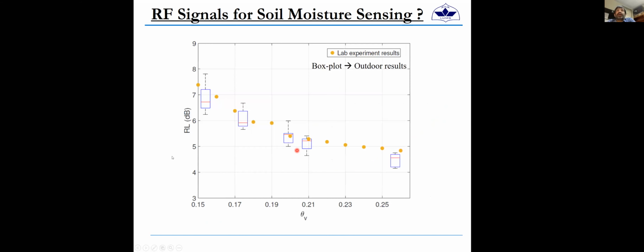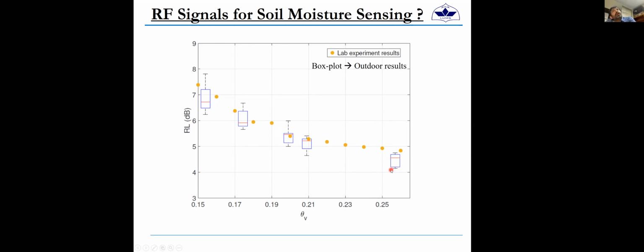So this is the result that we obtained. Here we compare the results of indoor in the lab. So this orange one is the lab setting, and this box plot is the outdoor experiment. So both are now experimental. We have removed Topp's equation here because we know that we need to do calibration on a dry sample. So that is performed here for sure. So now these are the results of lab experiments and outdoor experiments.